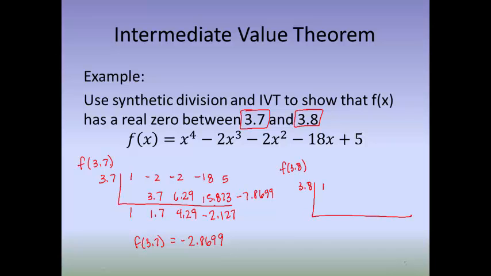Let's see, I learned that I need to make these a little bit farther apart. Okay, we'll try it again. And I get a 3.8, and I get a 1.8, and 3.8 times 1.8 gives me 6.84. Keep going.